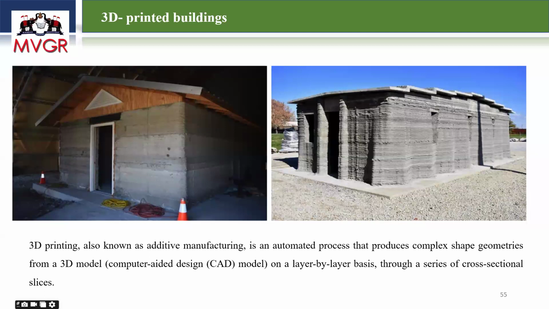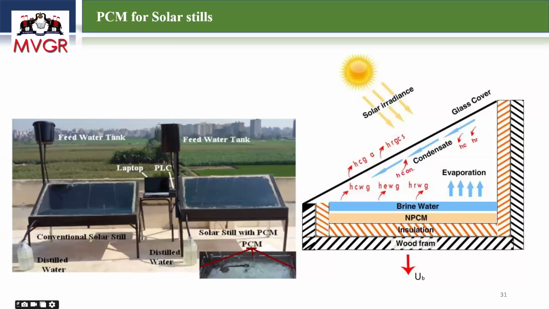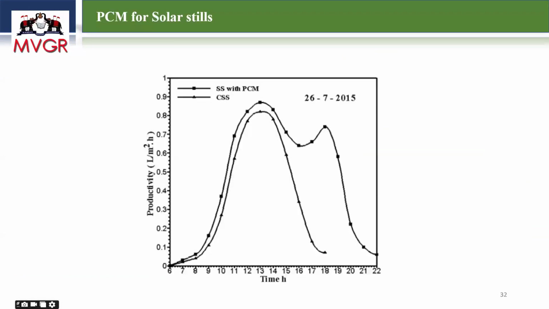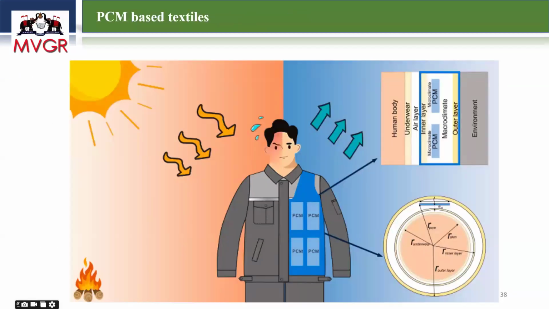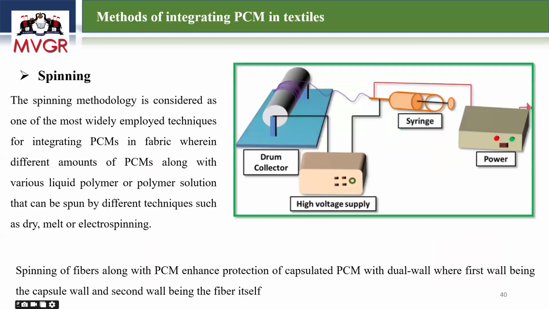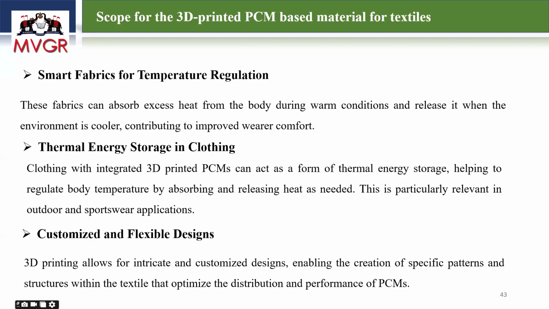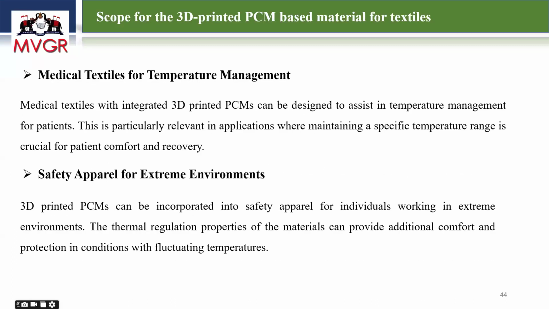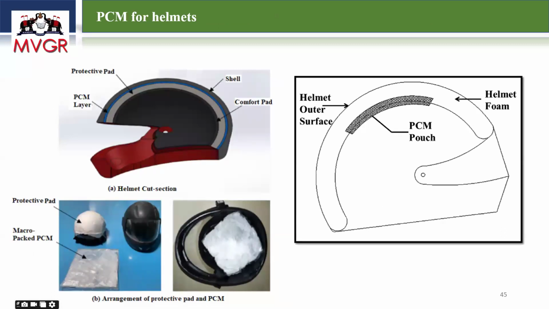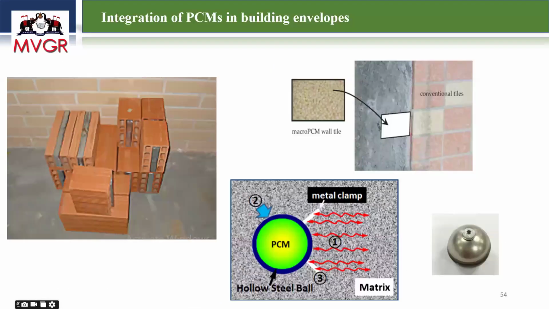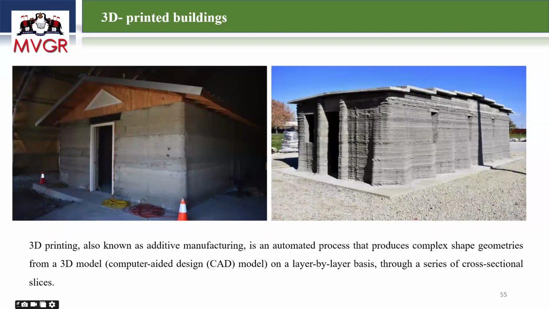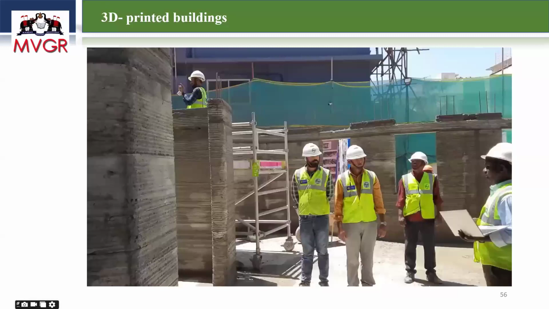We can use it in solar stills to improve the productivity, and we can use it in refrigeration systems also. Smart fabrics also: we can incorporate PCM materials into smart fabrics and print those fabrics. 3D printed PCMs are incorporated into helmets also, and we can use them in building applications once we make encapsulated PCM for facing material, so that we can mix it into the concrete and print concrete buildings.